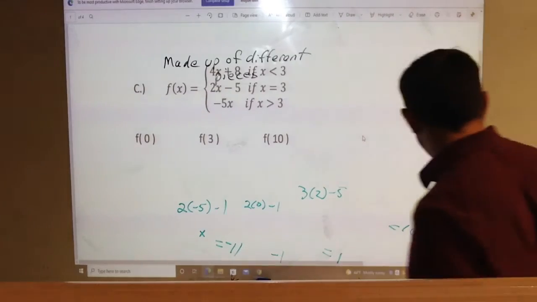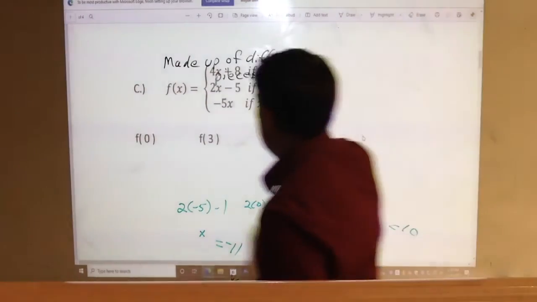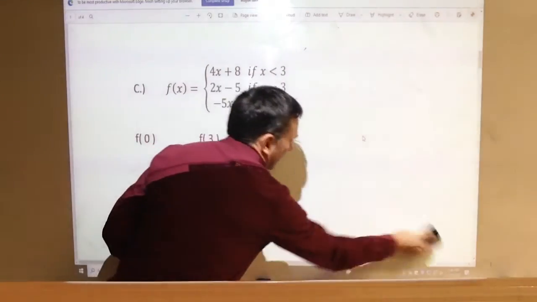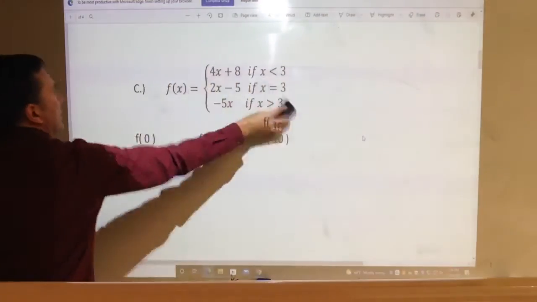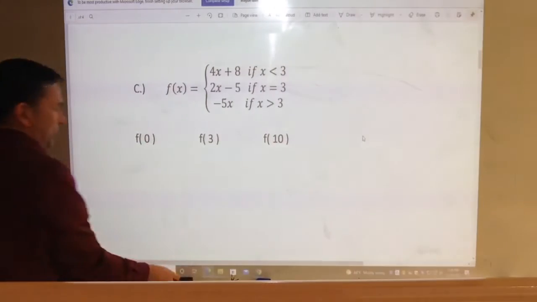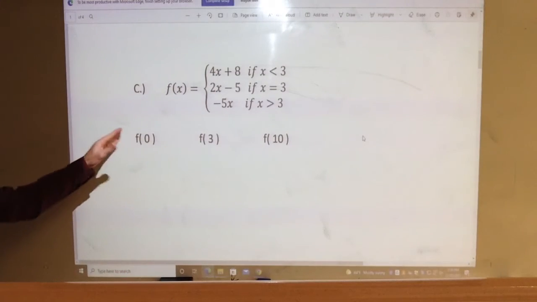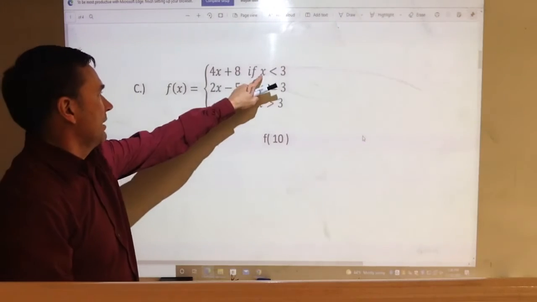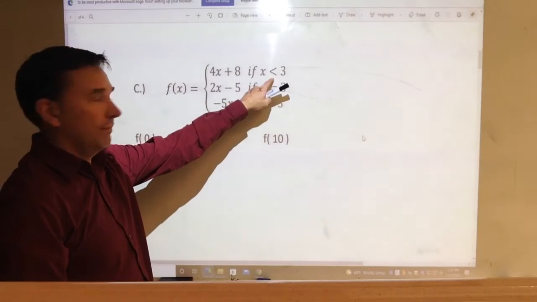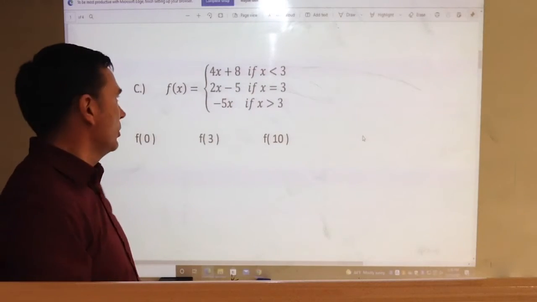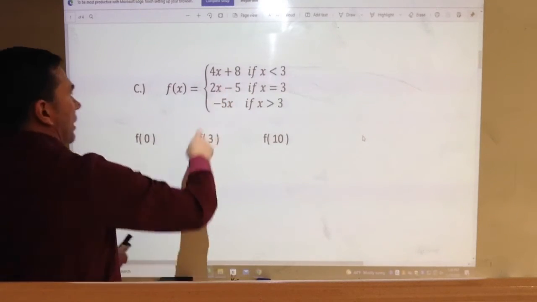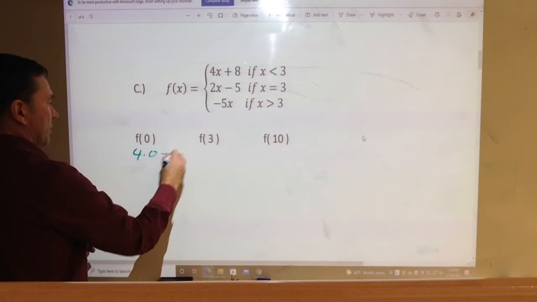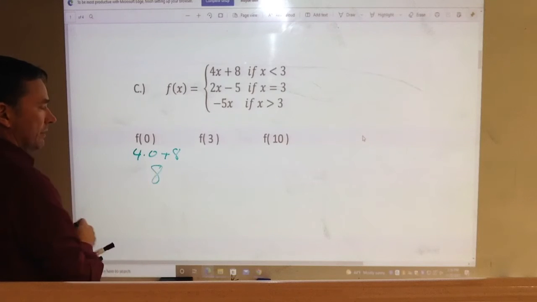And then jumping ahead to another problem. We can have as many pieces of the function as possible. Like in this one, there are 3 pieces. So in order to evaluate it the same way, put 0 in. Is 0 less than 3? That's the equation we have to use. So we plug 0 in, and we have to evaluate this. So 4 times 0 plus 8 ends up being 8.